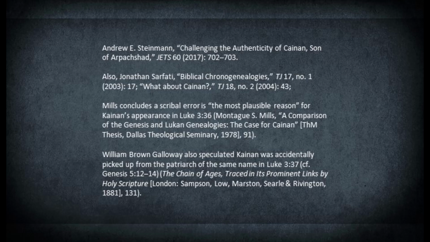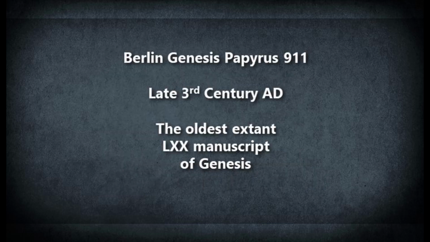So I thought it would be of interest to us to take a look at a couple of manuscripts that we find. The first one is the Berlin Genesis Papyrus. It's a very interesting discovery. It's from the late 3rd century AD. It was found in Egypt. It is, in fact, the oldest known extant manuscript that preserves the book of Genesis of the Septuagint, and therefore it has good value to us in understanding the textual transmission of the Septuagint and the book of Genesis in particular.